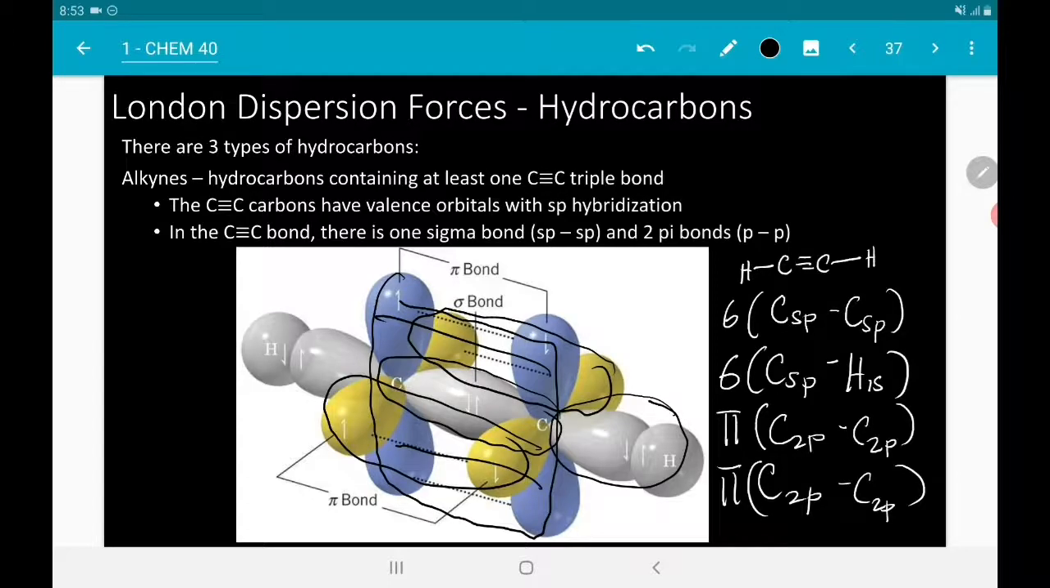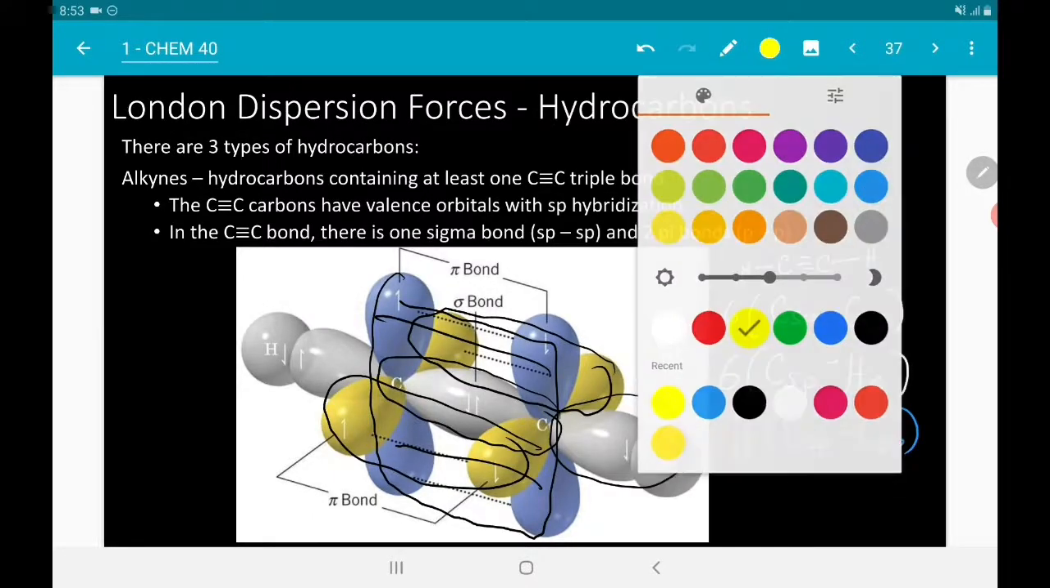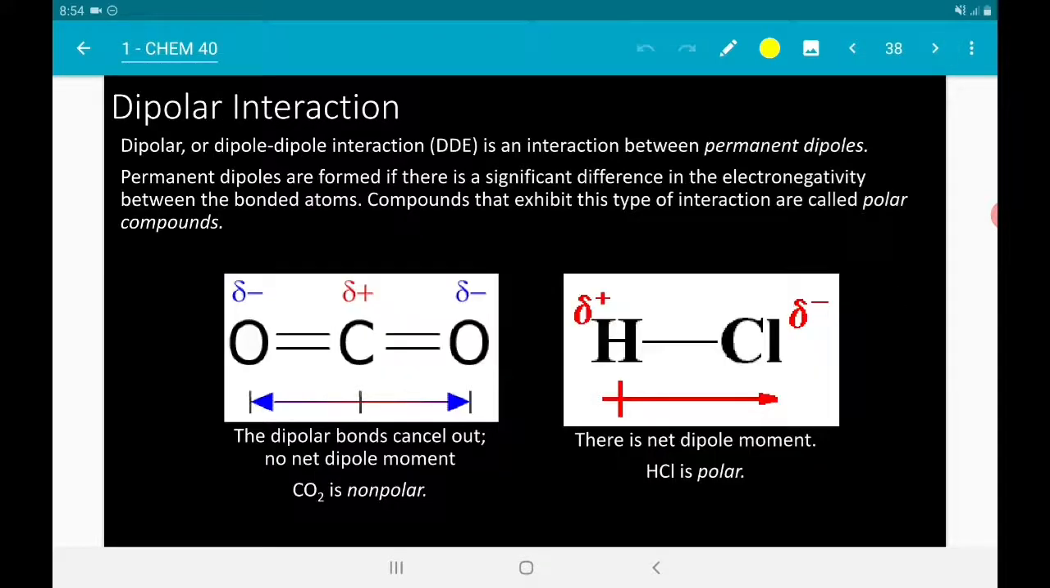So, i-color code ko lang para makita natin. So, lagyan ko ng blue. So, pi para makita natin. C2p, C2p. That's the one in blue. And the one in yellow is the pi C2p, C2p. Okay? The rest are yung mga sigma bonds. Okay? So, that's for alkynes.